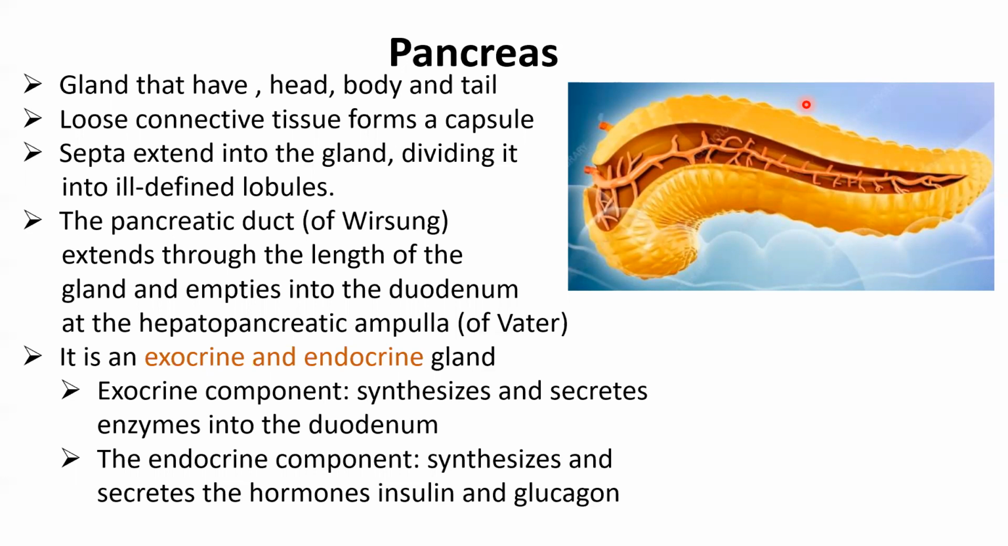The pancreatic duct, the duct of Wirsung, extends through the length of the pancreas, as you see here, and empties inside the duodenum. This is just a review. You should know more details in anatomy. It's an exocrine and endocrine gland. It has an exocrine component and an endocrine component. Exocrine means it's going to drain into a duct. Endocrine means it's going to go right into the blood. So the exocrine component synthesizes and secretes enzymes into the duodenum. The endocrine part synthesizes and secretes hormones, insulin and glucagon.